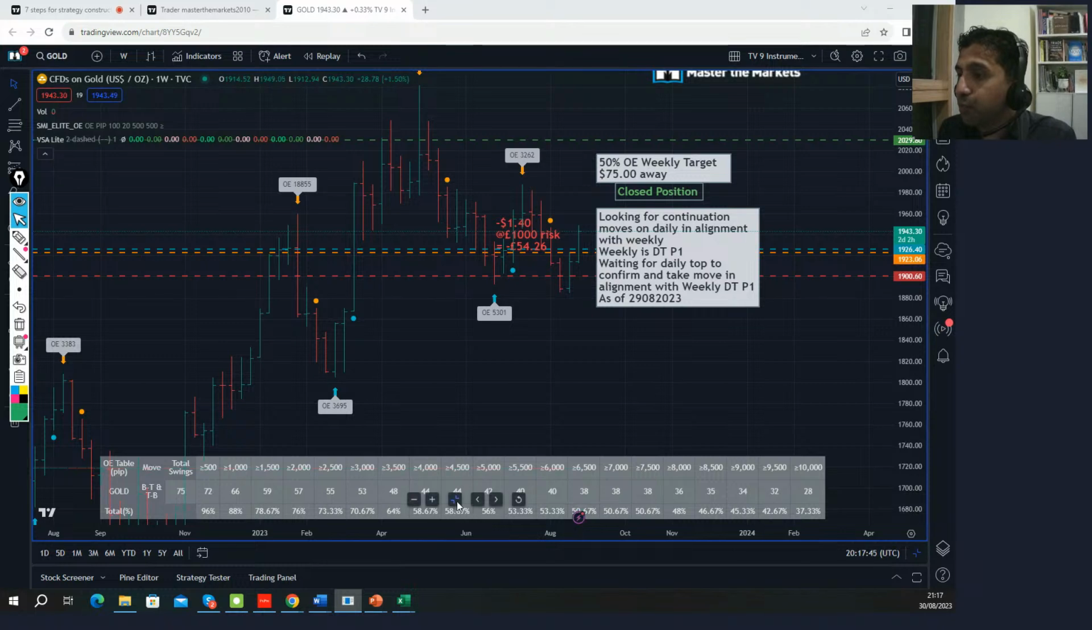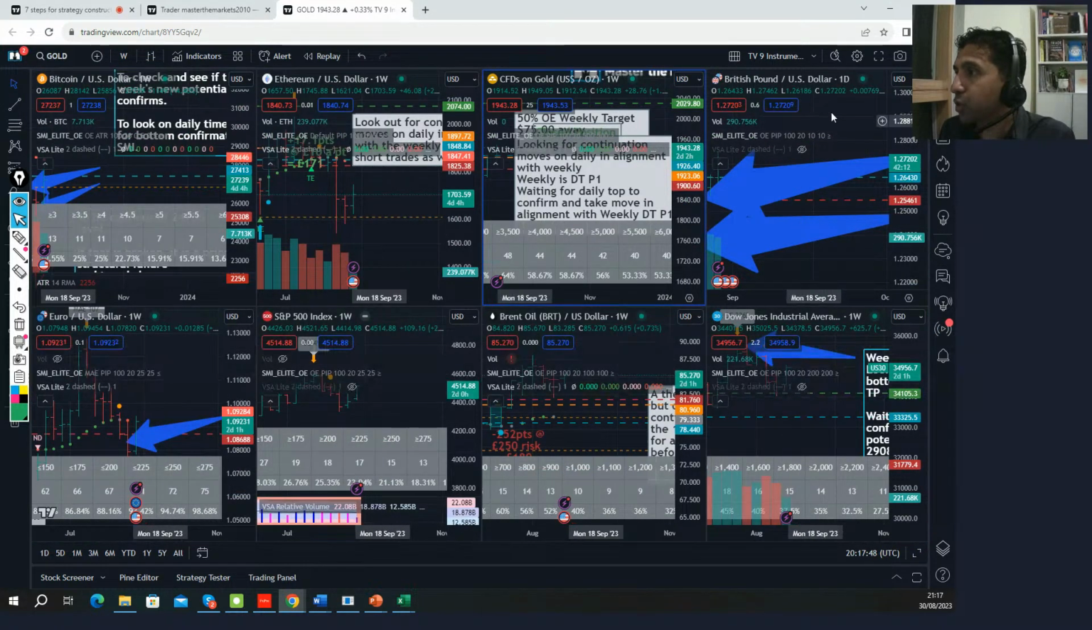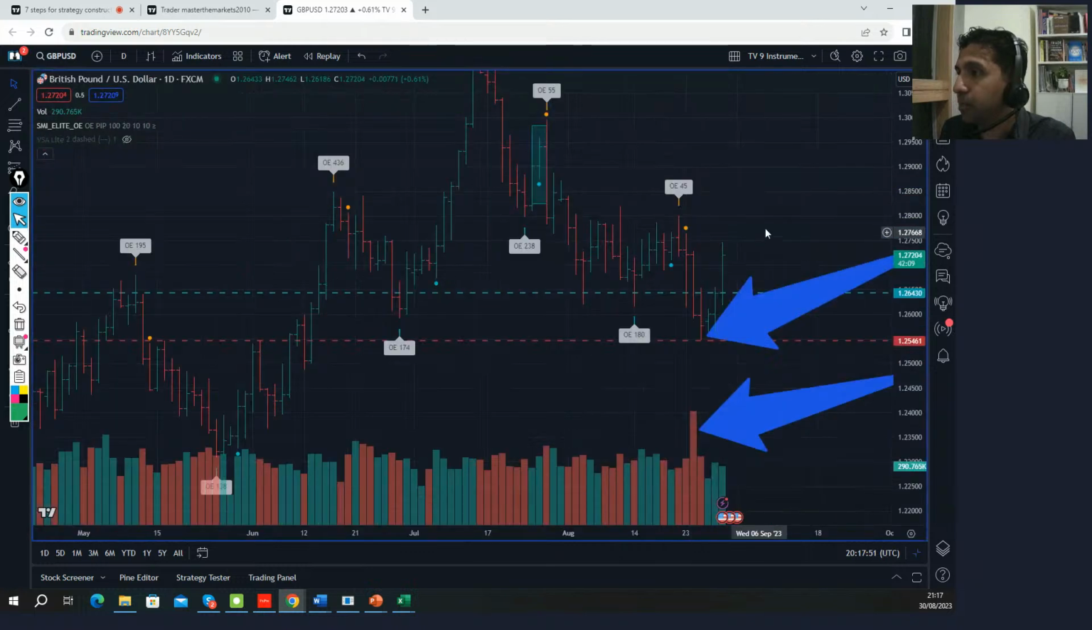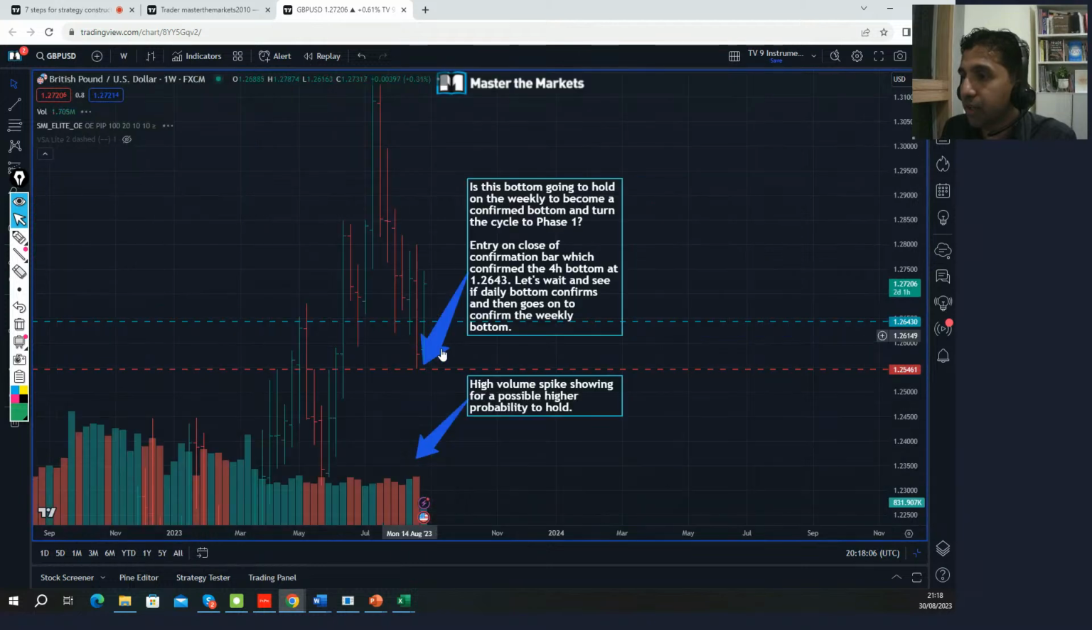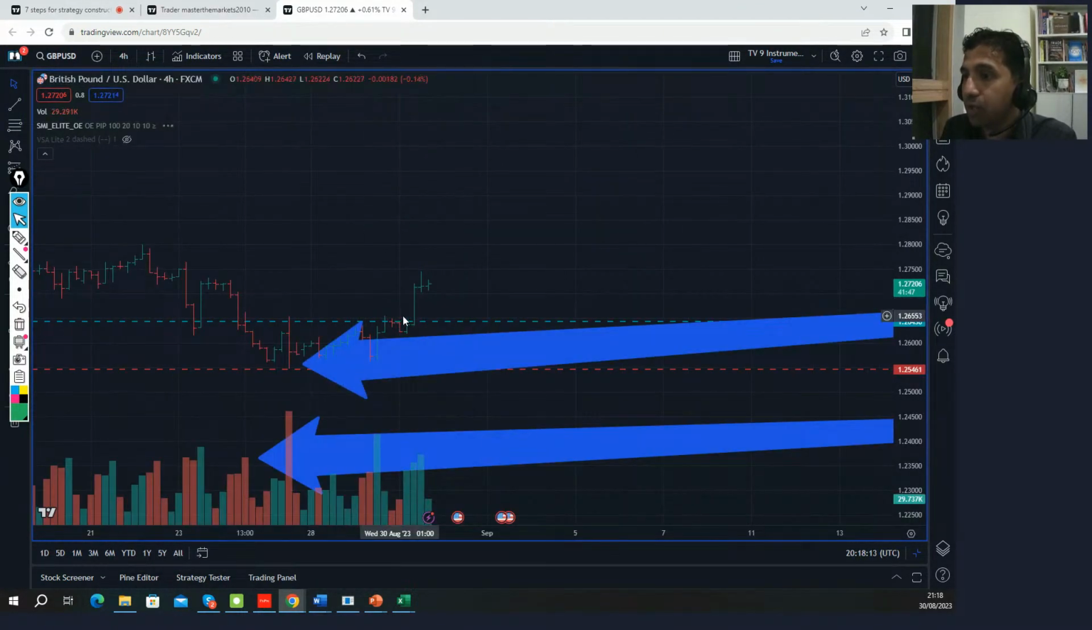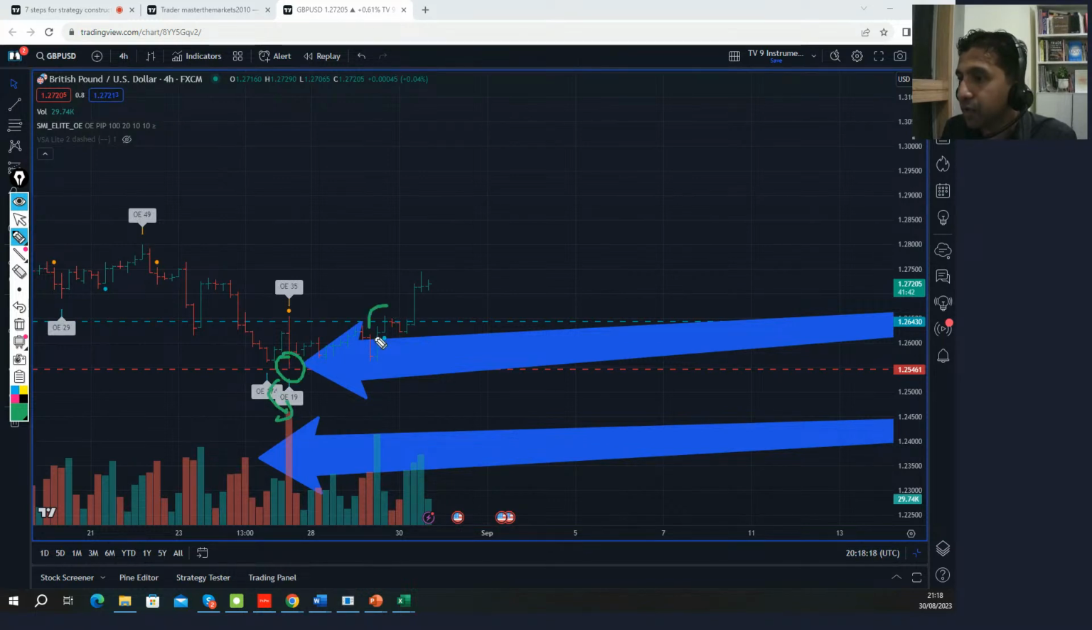So traders, when you have the smart money framework, which is what we are currently taking a look at on the GBP USD as well, we were looking at whether this bottom is going to hold on this big volume spike on the daily, to then finally become a weekly bottom and keep on going higher, for the arrow to pop up here. Now to do that, we have entered on the 4-hour bottom here, on a volume spike as well, as it confirms. So this is where the blue line is at 1.2643.